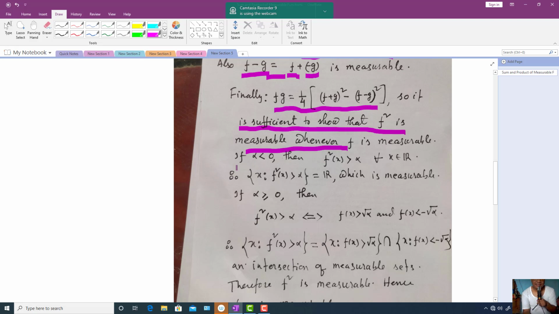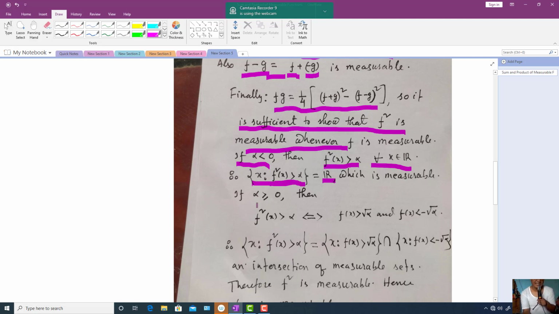First let us take alpha less than 0. Then the square of a real number is always a positive number, which is always greater than any negative number. So this is going to be true for all x in the domain of definition. Suppose the domain of definition is R, E is equal to R, this is going to be true for all values in R. Therefore the set of x such that f square x is strictly greater than alpha is exactly equal to R, and R is a measurable set. So whenever alpha is less than 0, this set is going to be measurable.